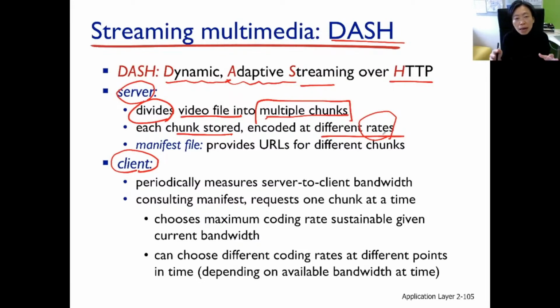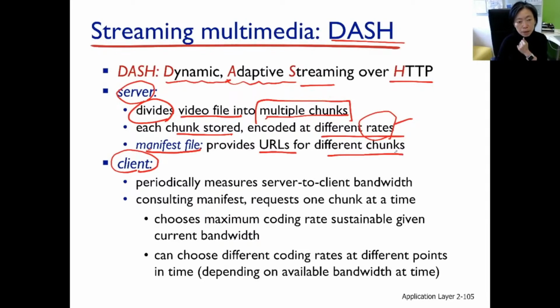To allow this flexibility, depending on how the client senses the current network bandwidth, the server stores each chunk and encodes multiple versions of these chunks at different rates. When the network bandwidth is good, we can download a higher quality, higher rate video. When the network bandwidth is not sufficient, we have to drop to a lower rate version of a chunk. What's communicated to the client from the server is the manifest file, which provides the location, the address, of all these different chunks at different rates.